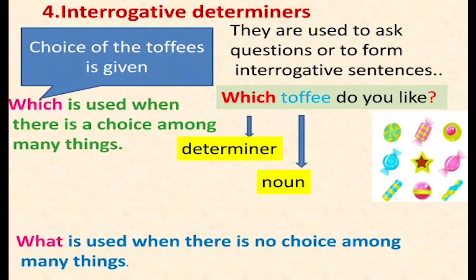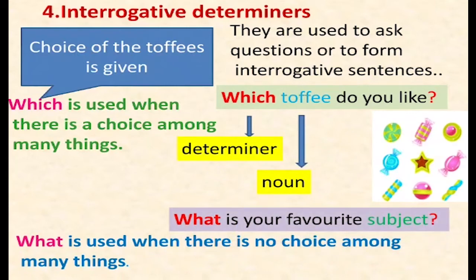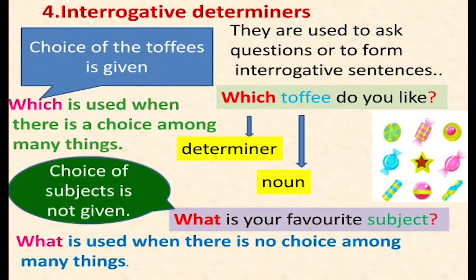What is used when there is no choice among many things. And what is your favorite subject? So you have not been given the choice. You are asking a question and you have to answer it. Choice is not provided to you while asking the question. Choice of the subjects is not given in this.